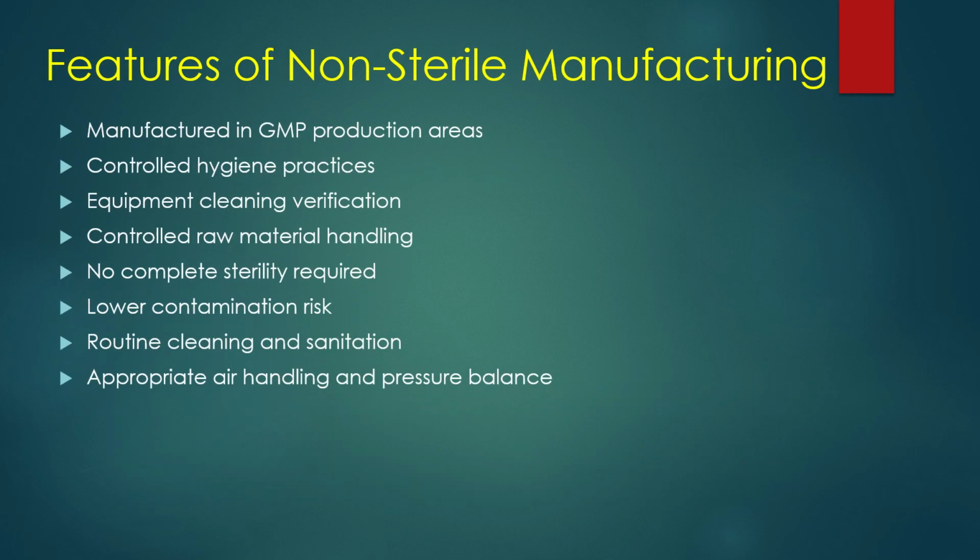Features of non-sterile manufacturing. Non-sterile manufacturing is carried out in GMP-compliant production areas with controlled hygiene practices to ensure product quality and safety. It includes equipment cleaning verification and controlled raw material handling to minimize contamination risk during production. Unlike sterile manufacturing, complete sterility is not required, as these products generally have a lower contamination risk. However, routine cleaning and sanitation, along with appropriate air handling and pressure balance, are maintained to provide a suitable manufacturing environment.